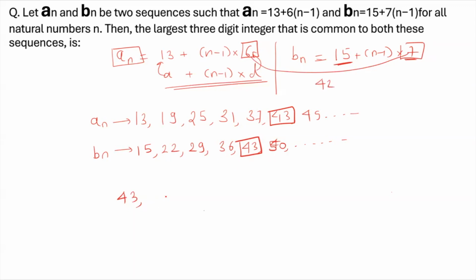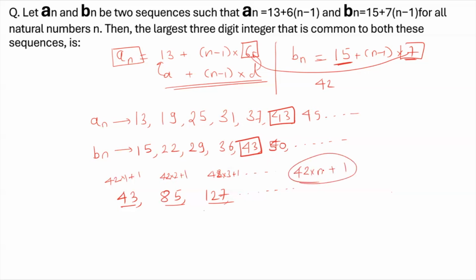Right? So 43, the next term is 43 plus 42, 85, then 85 plus 42, 127, so on and so forth. Now for this series, we can clearly observe that every term is one more than the corresponding multiple of 42. So first term is 42 into 1 plus 1. Second term is 42 into 2 plus 1. The third term is 42 into 3 plus 1, so on and so forth. So the general term for this sequence is 42 into n plus 1.